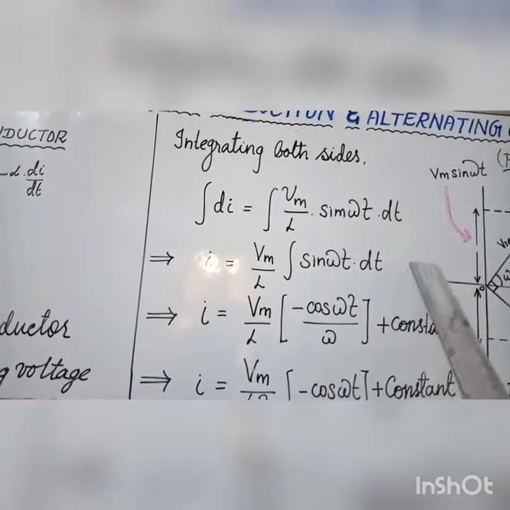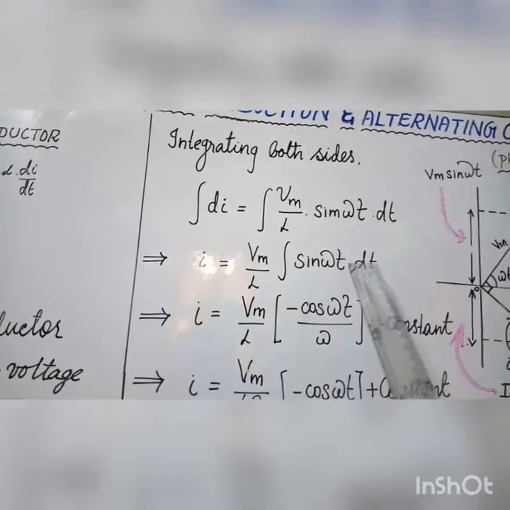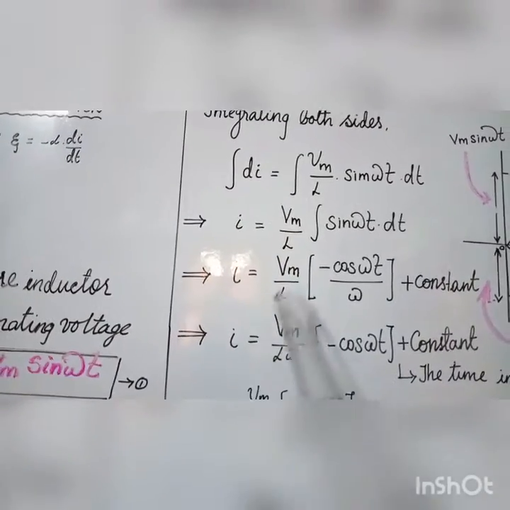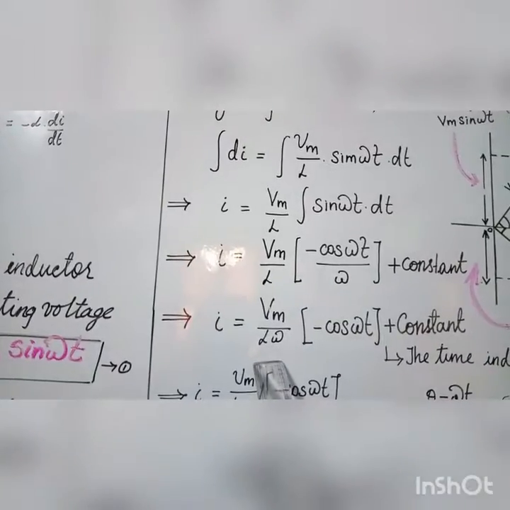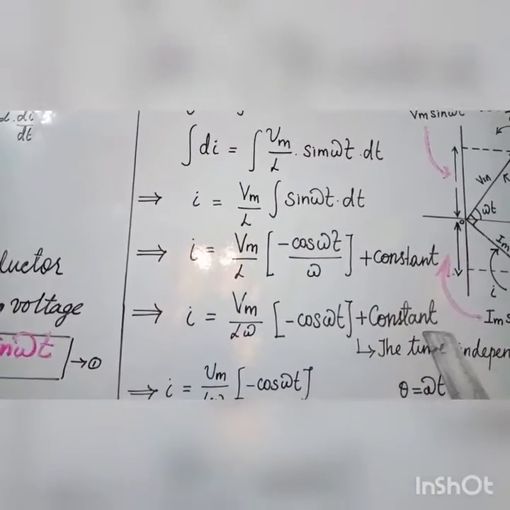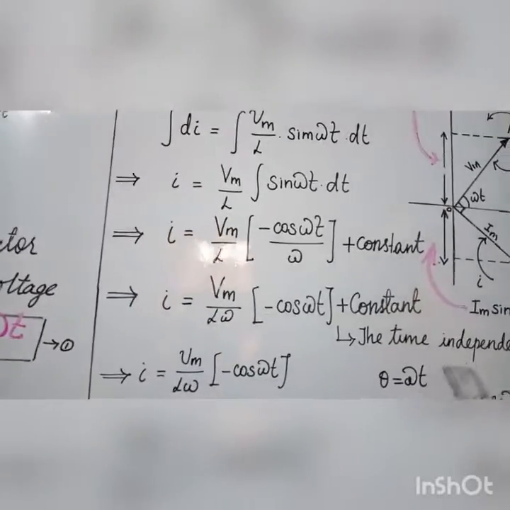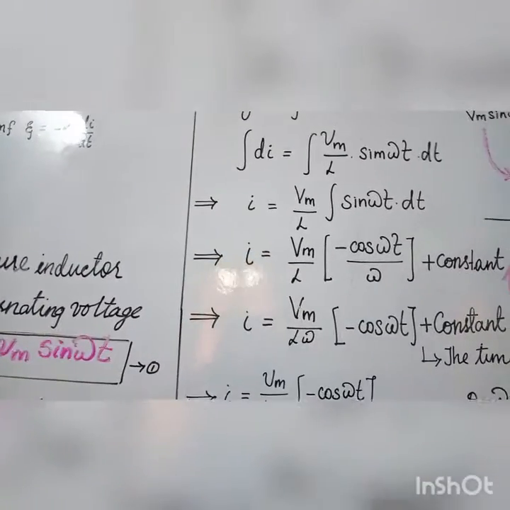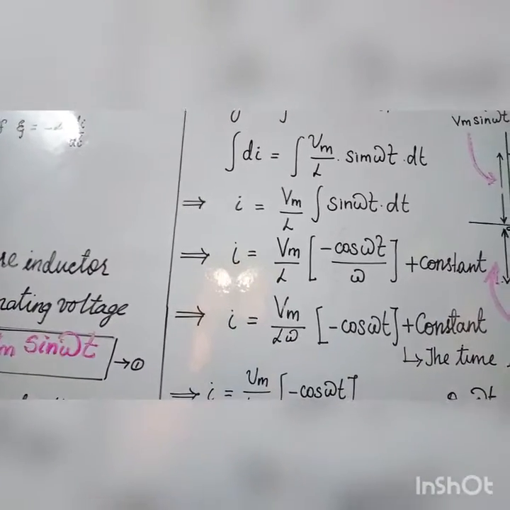Here the time-independent part of this is 0, so the value is equal to 0 plus a constant. I is equal to Vm, the maximum voltage, divided by L omega, times minus cos omega t, plus a constant. The time-independent part in the current is 0. So now I is equal to Vm by L omega times minus cos omega t.